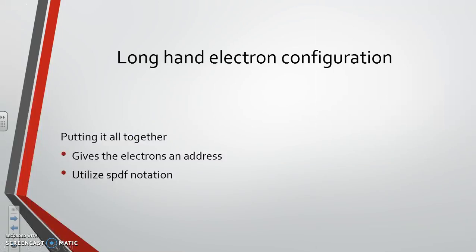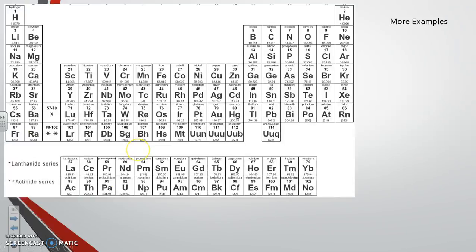Okay, so long-hand configuration, or long-hand electron configuration. So this just gives us a chance to put it all together. The long-hand configuration gives the probable location, or address, of an electron. And now, notice I said probable. It does give a lot of information, and it does use the SPDF notation. So how does this all work? Well, let's look at our periodic table.